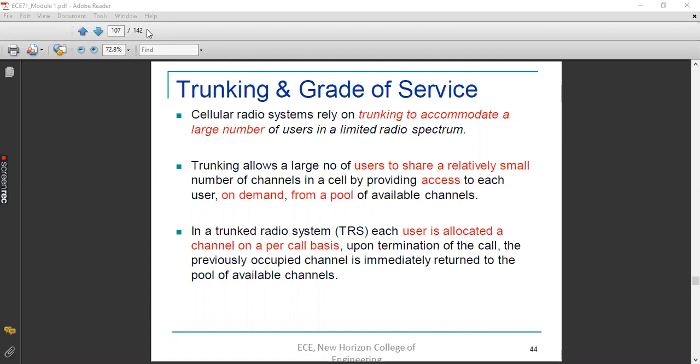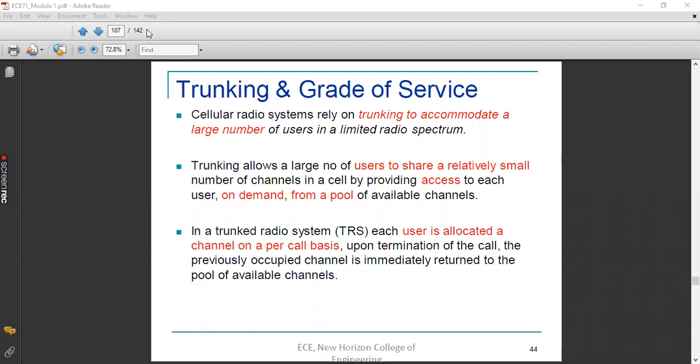Is the concept clear? And why do we go for trunking? Because we have a limited number of channels or limited spectrum. So these channels have to be shared among different users in one cell. We can't confine the channel to a particular subscriber for indefinite time. It has to be shared.